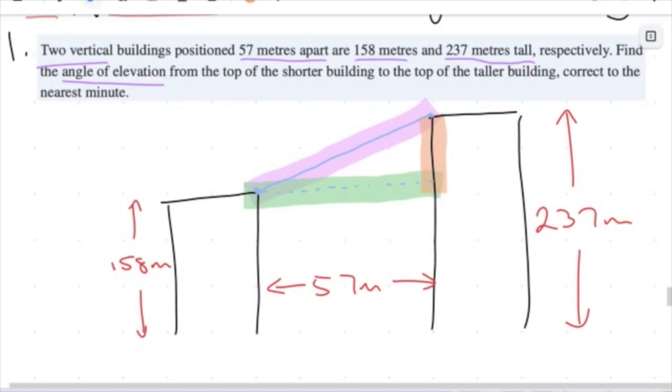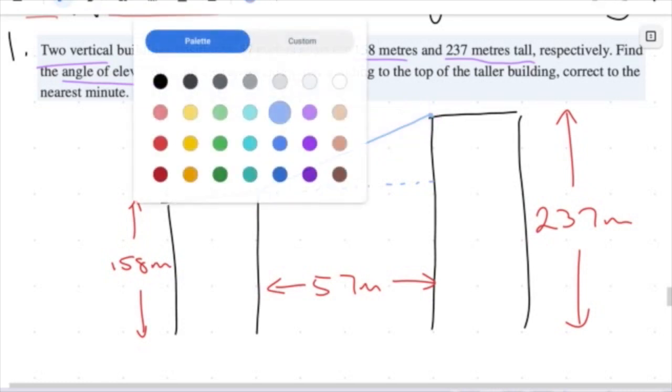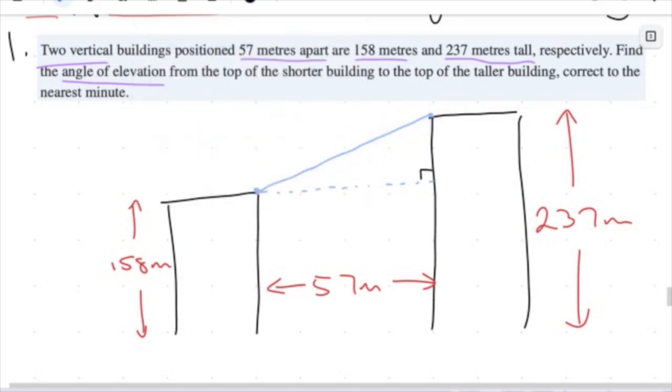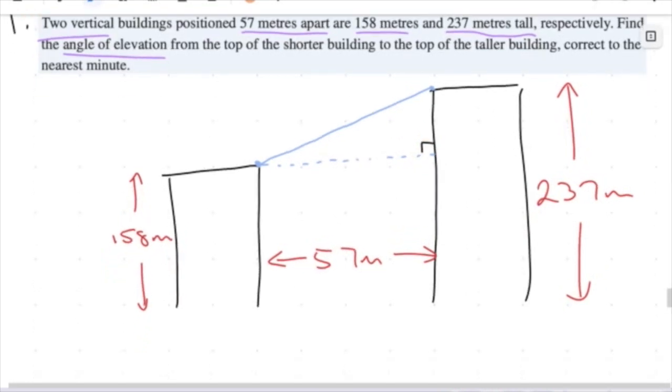So I'm just going to label that in now. So I have a right angled triangle because I have a right angle, because horizontal and vertical, those are always perpendicular. So horizontal and vertical, perfectly horizontal, perfectly vertical, they always meet at 90 degrees. So I have some length here of 57 meters, and the length here is going to be the difference between my taller building length, so this thing here, and my shorter building length.